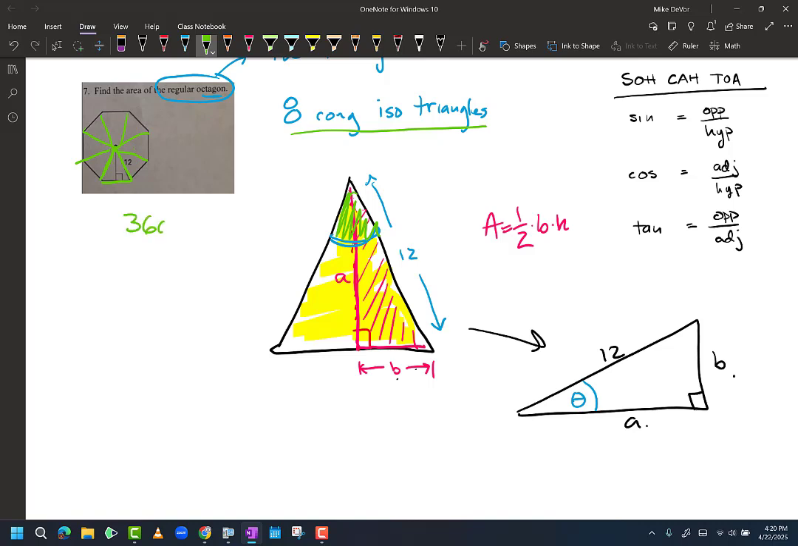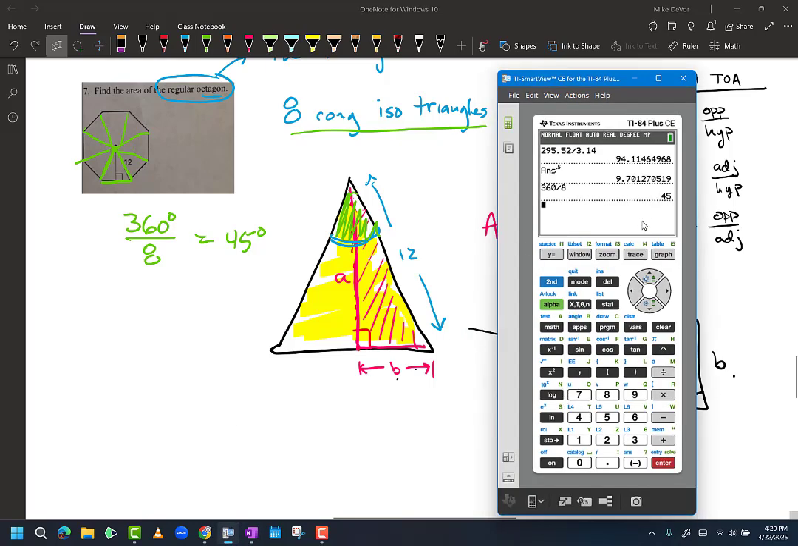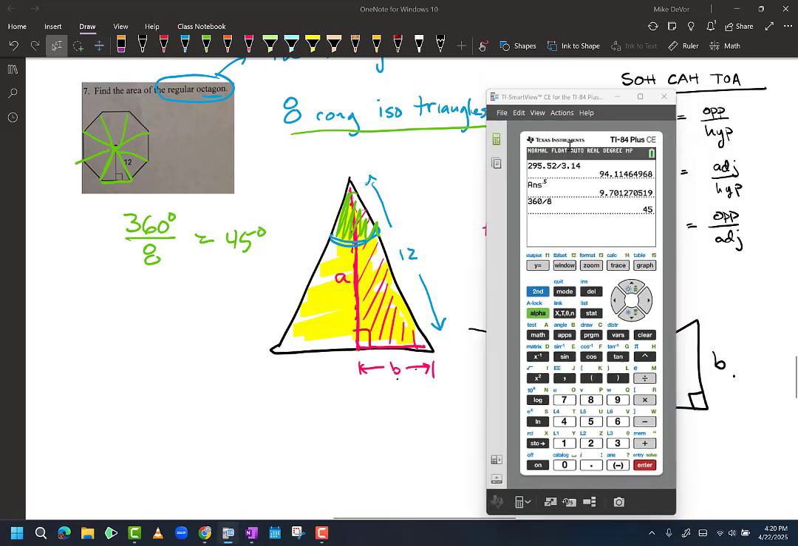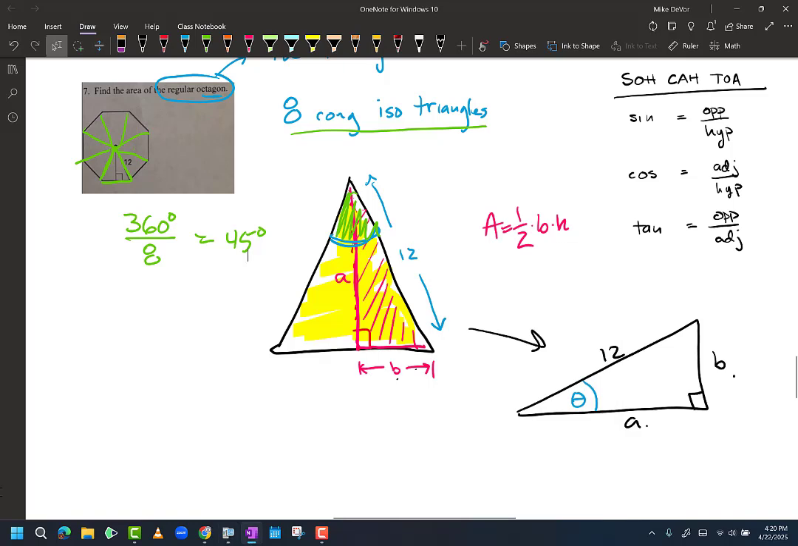Well, it's 360 degrees all the way around. So we take that and divide it by 8, since there's 8 triangles. 360 divided by 8 is 45. Hopefully I did that right. So we come back. Is that right? My brain is shot right now. Yes, it is. So 45 degrees, that means this angle here is 45.